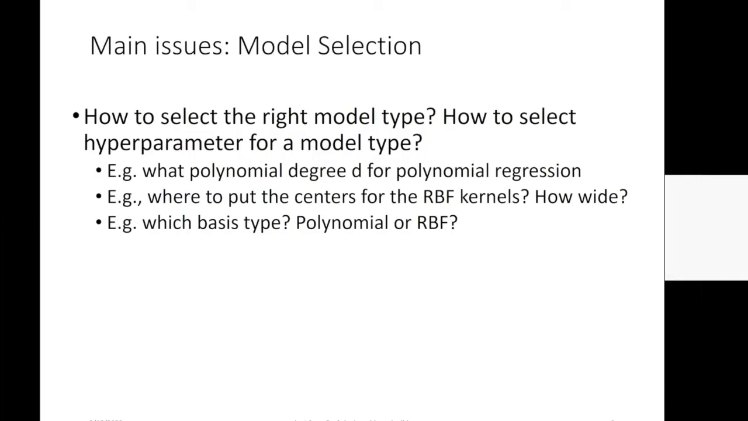The main issue we covered in the previous session on polynomial regression and RBF-based regression is, when you use polynomial regression, what should be the largest degree D you pick? And when you select an RBF kernel-based basis function to do regression, where do you put the centers, how many of those kernels should you pick, and how wide? And on top of those, should you pick polynomial regression or RBF regression?